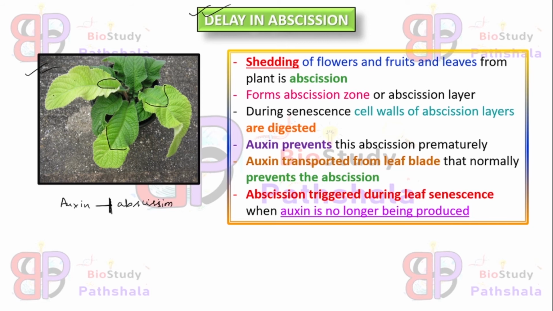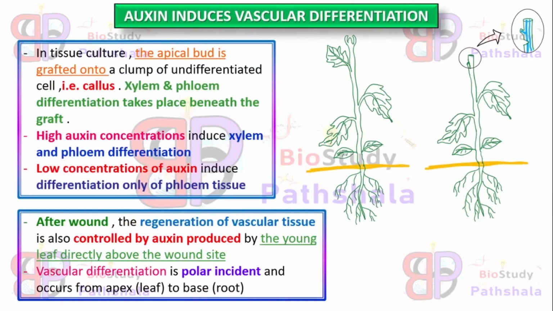That is why abscission occurs. Next one is auxin-induced vascular differentiation. Auxin may induce the vascular differentiation in case of tissue culture when apical bud is placed on callus. The callus results in formation of xylem and phloem beneath the graft.